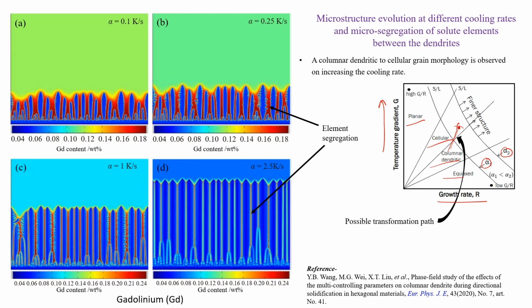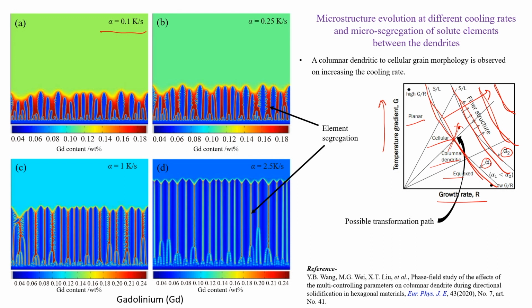So, that indicates the phase transformation path from columnar dendritic to cellular structure upon increasing the cooling rate. This line indicates the different cooling rates, and in this direction the cooling rate is gradually increased. So, this is indicative of the different cooling rates. Okay. Now, at different cooling rates, here it indicates alpha equal to 0.1 Kelvin per second.